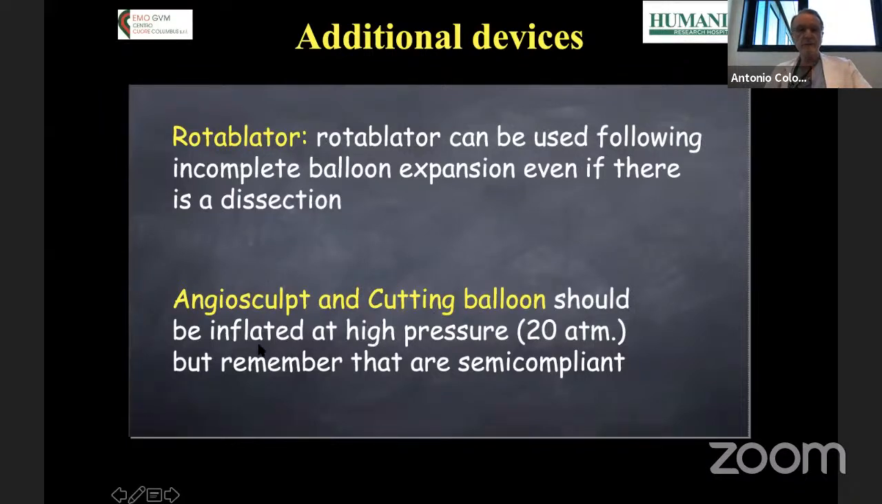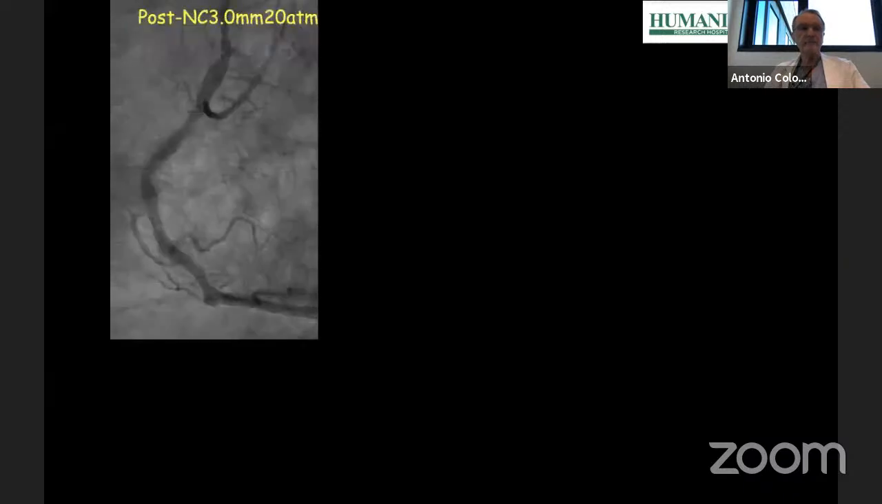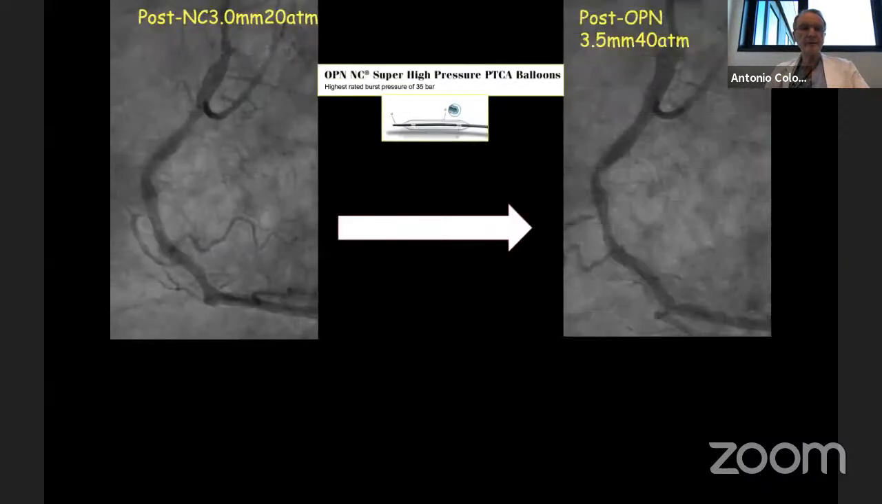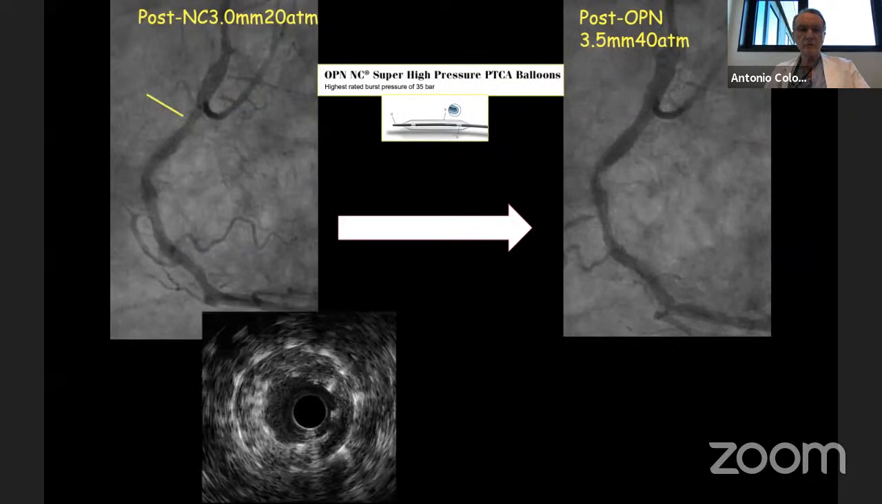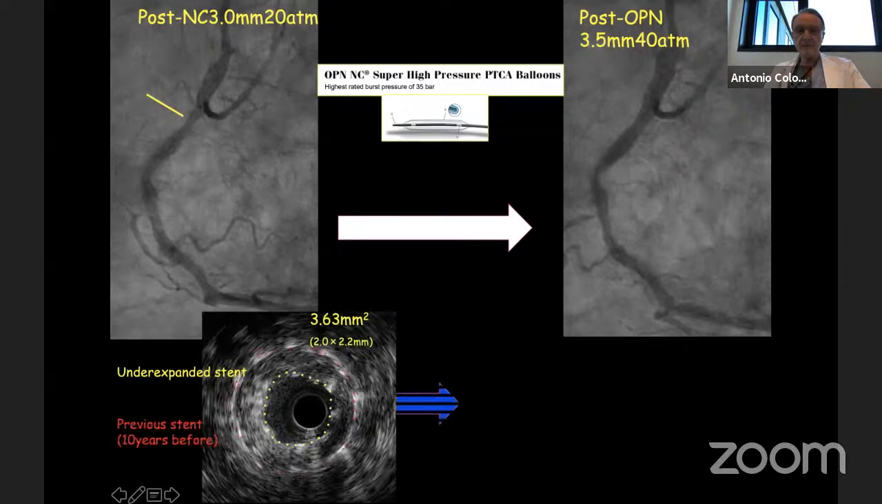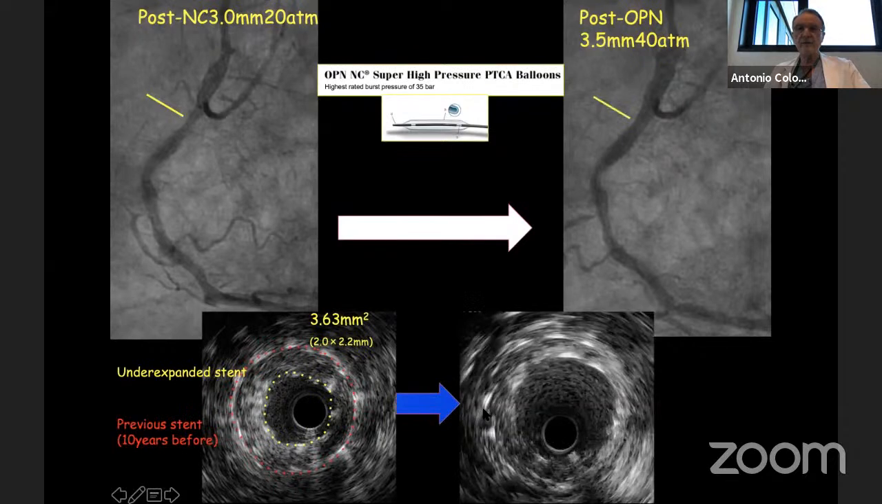AngioSculpt and cutting balloon should be inflated at high pressure, that's what I say, not the instructions for use. But remember, they are semi-compliant, so they need to be slightly undersized. This is a typical example of a lesion not fully dilated. You see the lumen is small, angiographically it doesn't look so bad. After OPN, inflated I think at 40 atmospheres, you see a nice lumen.